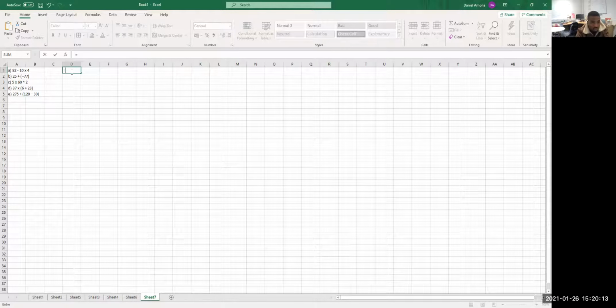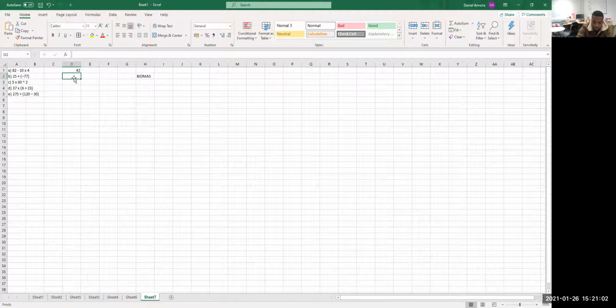So if you put equal to in the box where you want the answer to pop up, you do 82 minus 10 times 4, and just click enter, and that's 42. Usually, if you note BIDMAS, where you look at brackets, indices, division, multiplication, addition, and subtraction, we would have started first with 10 times 4 to get 40, and 82 minus 40 will give you 42.